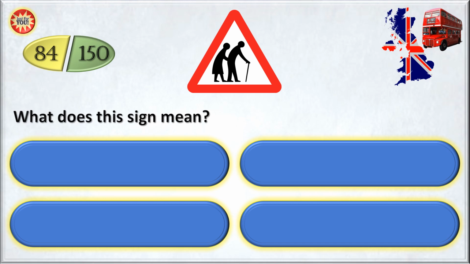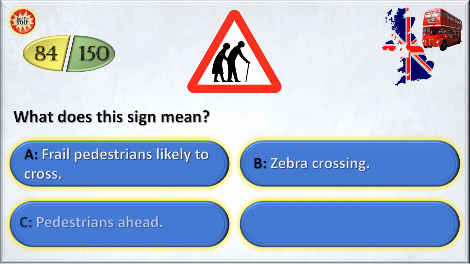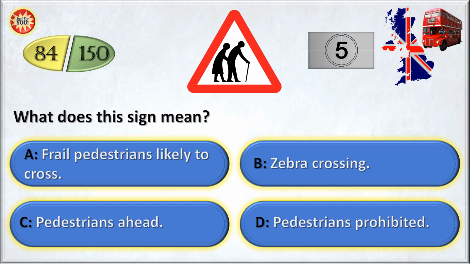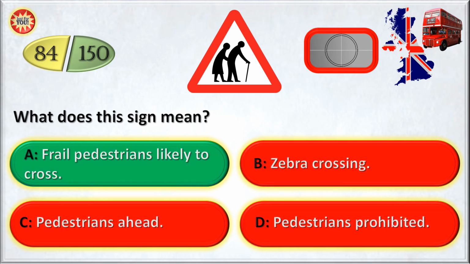What does this sign mean? Frail pedestrians likely to cross. Zebra crossing. Pedestrians ahead. Pedestrians prohibited. Frail pedestrians likely to cross.